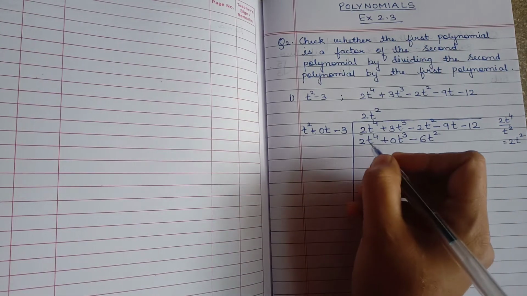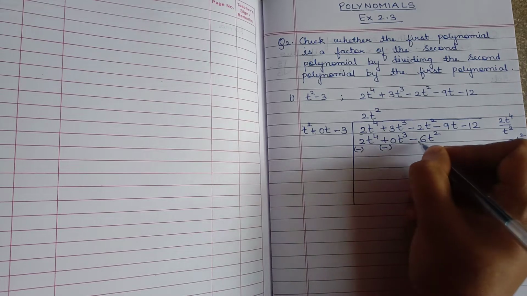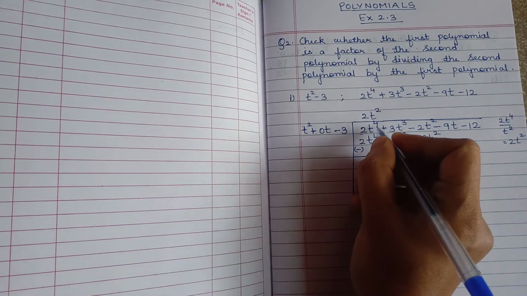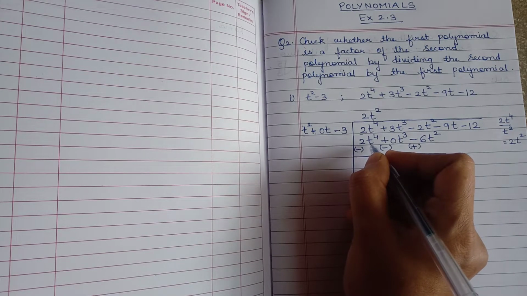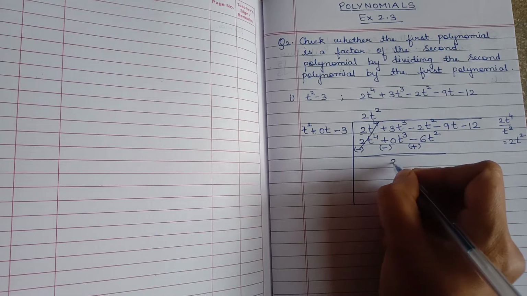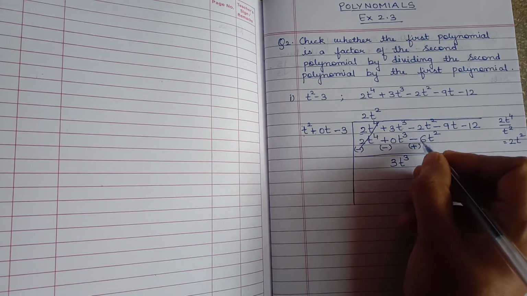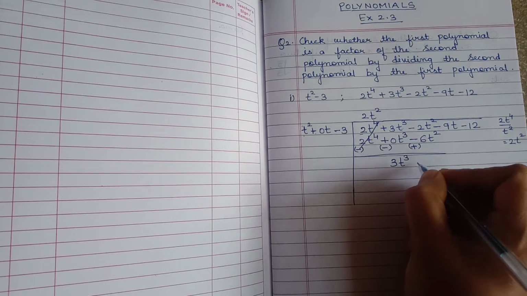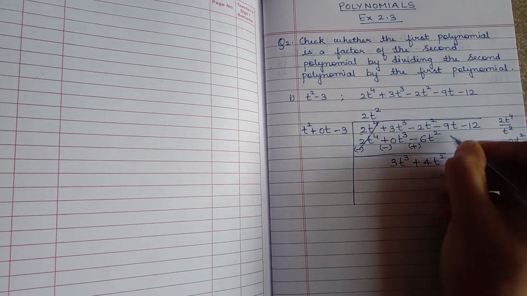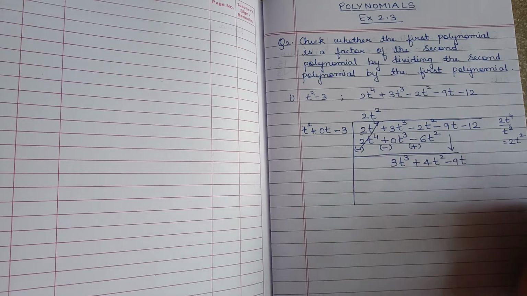Now subtract. Subtract the polynomial by changing the signs: minus, plus becomes minus, minus becomes plus. Now you can see 2t^4 minus 2t^4 will get cancelled. Next, 3 minus 0 is 3t^3. Then minus 2 plus 6 is plus 4t^2. Then take the next term down, that is minus 9t.